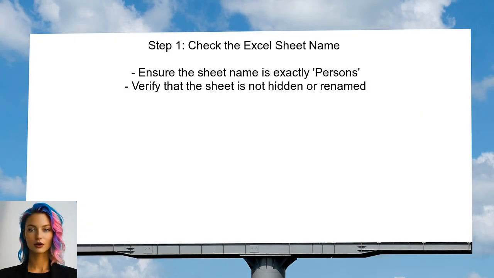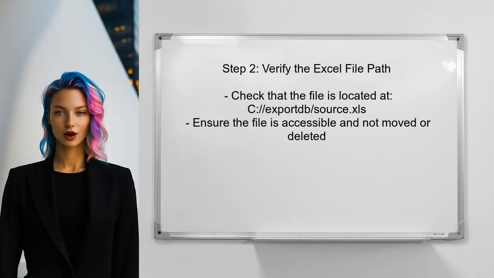To resolve the import error, the user should first check the naming of the Excel sheet. The error message indicates that the Microsoft Jet database engine cannot find the input table or query named person's dollar. This suggests that the sheet name in the Excel file might be incorrect. Next, the user should confirm that the Excel file is located in the correct directory. The path specified in the code must match the actual location of the Excel file. In this case, it should be located at c/exportdb/sourcedxls.